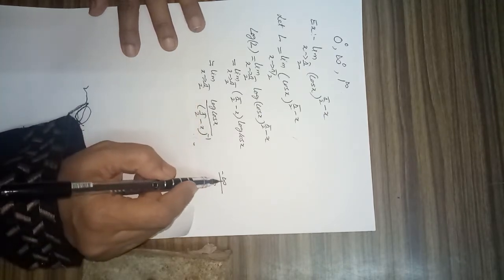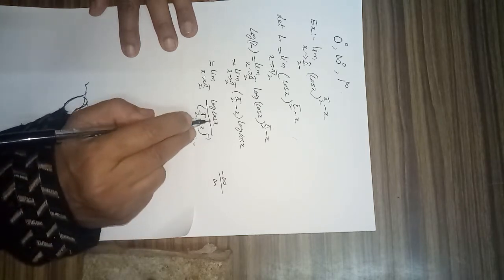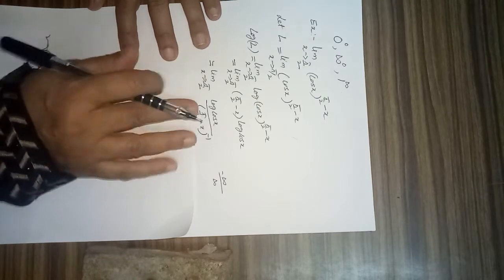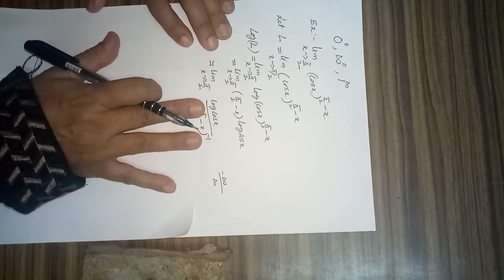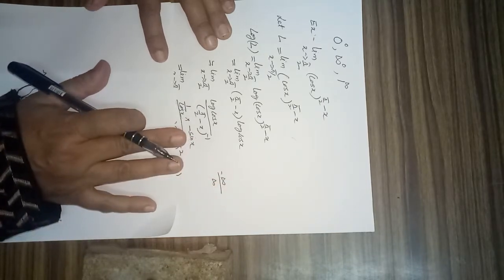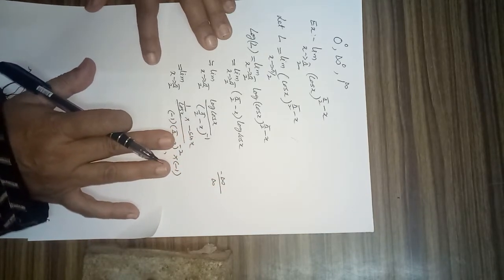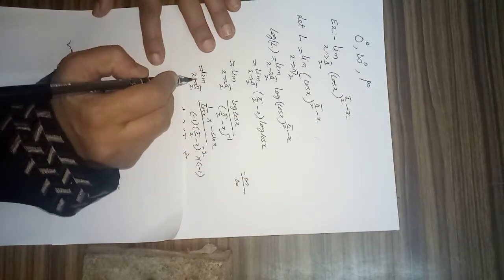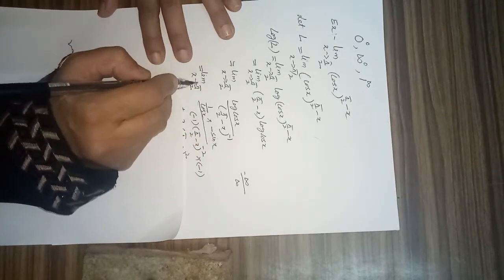This is in infinity by infinity form. In fact, log of 0 is minus infinity. Now here we can apply L'Hospital's rule as it is infinity by infinity form. That means we have to differentiate numerator and denominator independently. So we continue writing limit and all.